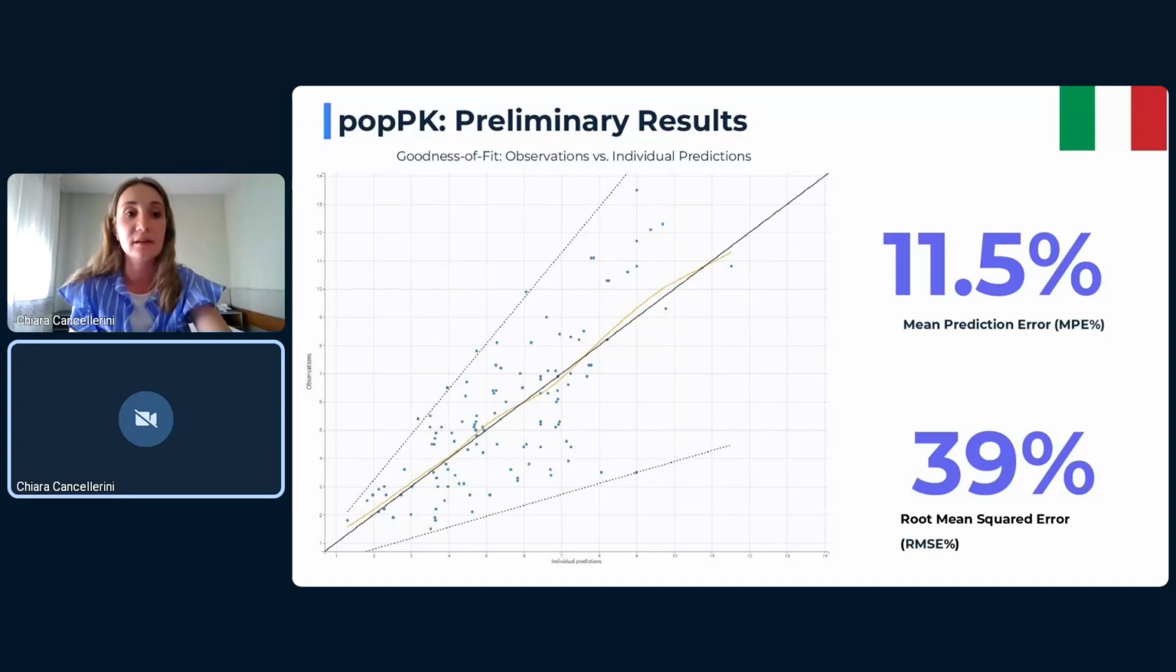And here I show you the goodness of fit, that is the observation data versus the individual prediction data.